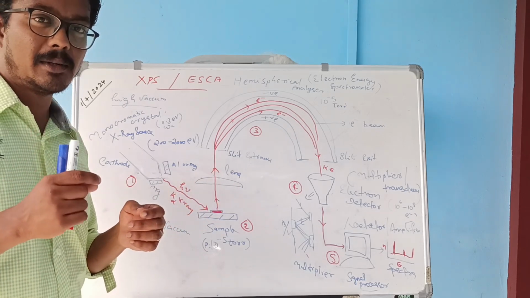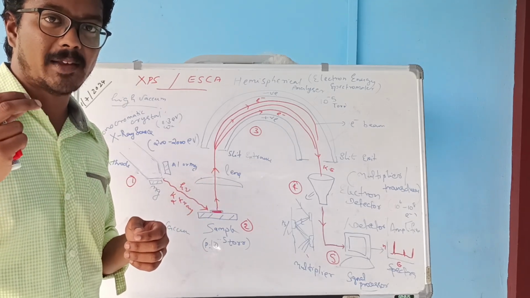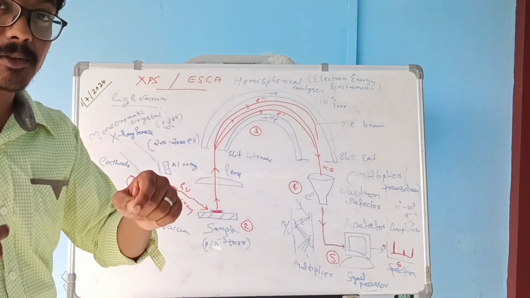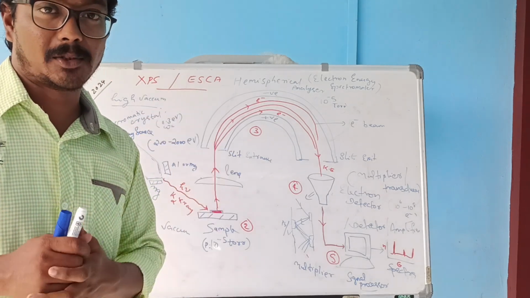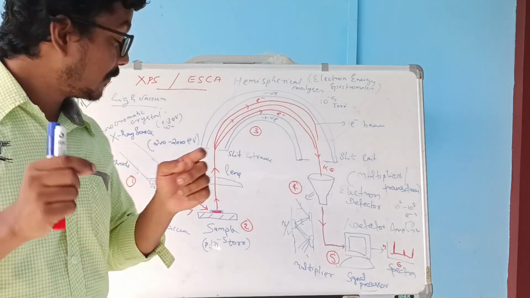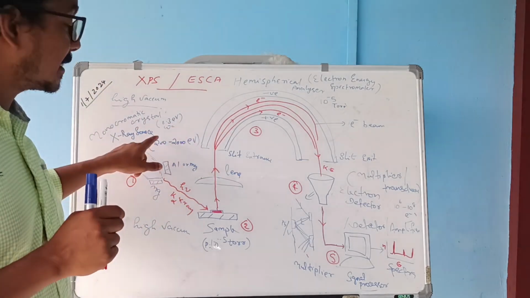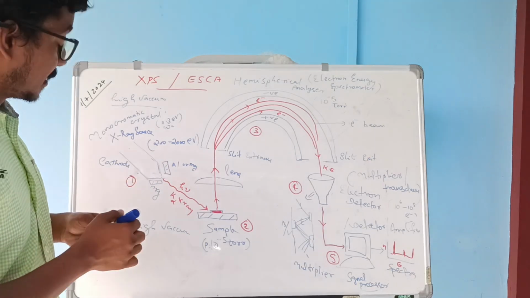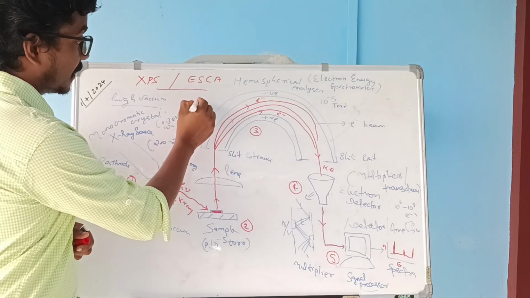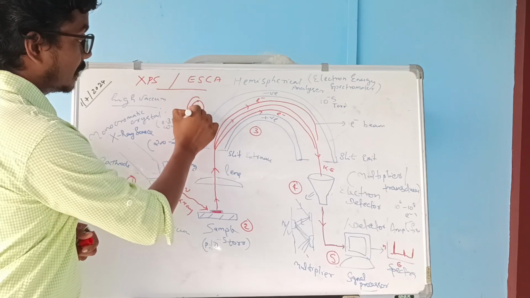We can control the power, the energy of the X-ray, thereby deciding whether it can hit the core electron or the valence electron. We can adjust the energy of the X-ray, because as you all know, X-ray beams are hitting the core electron. This is the nucleus.